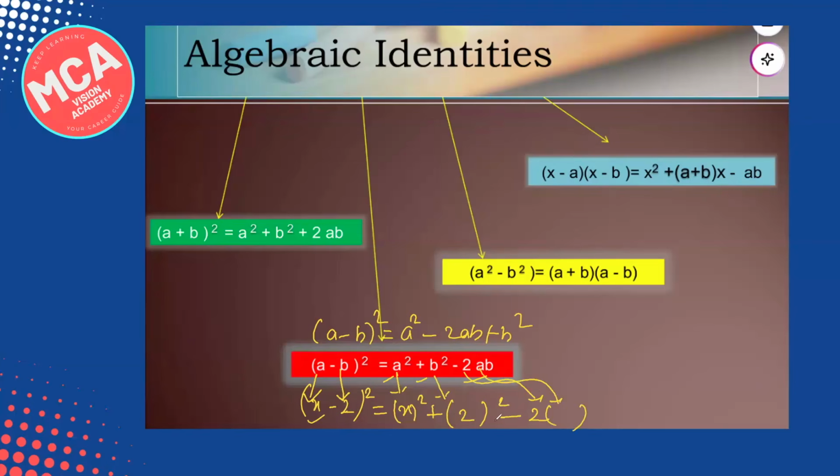Put the value of a. The value of a is what? x. And b is what? Here now you have to put the value of b. So b is what? 2 over here. So this is 2. So it looks like what? x squared plus 4 minus 4x. I hope this is clear. Now, I want you to solve one question. Yeah, come on, solve one and give it to me.